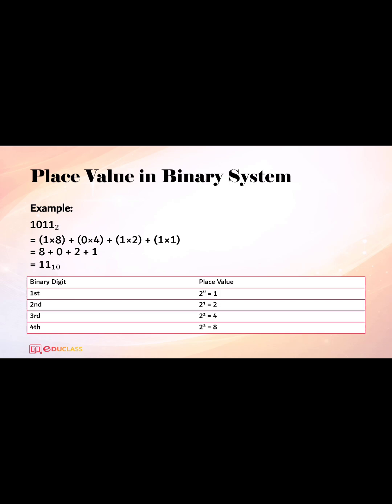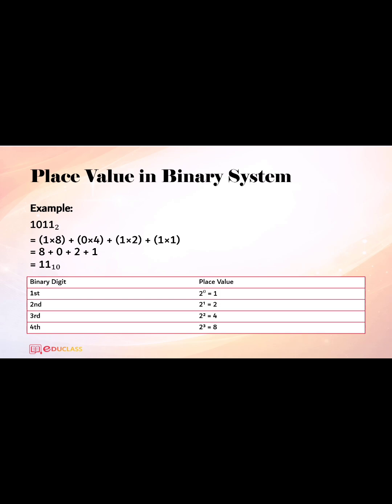We need to start it from the opposite side, which is if it starts from 1, then 0, then 1, then 1, but the place value will start from the bottom. Means first, the first one will be multiplied by 8 as there are 4 digits. The next one will be multiplied by 4. The third one will be multiplied by 2. And the last one will be multiplied by 1.